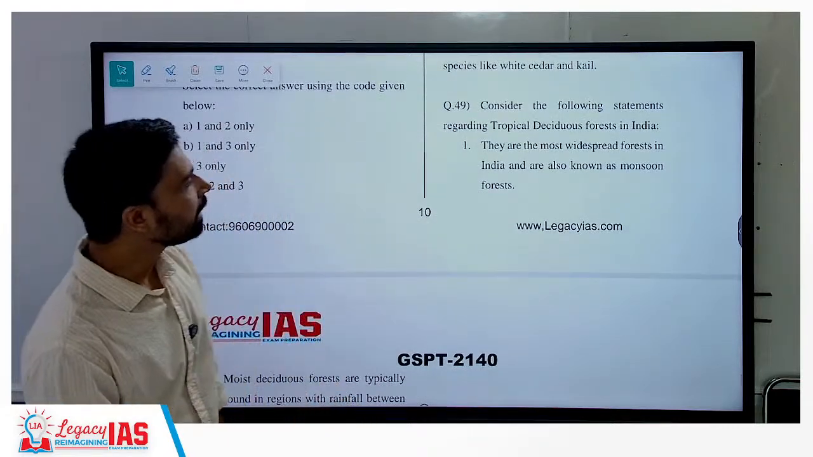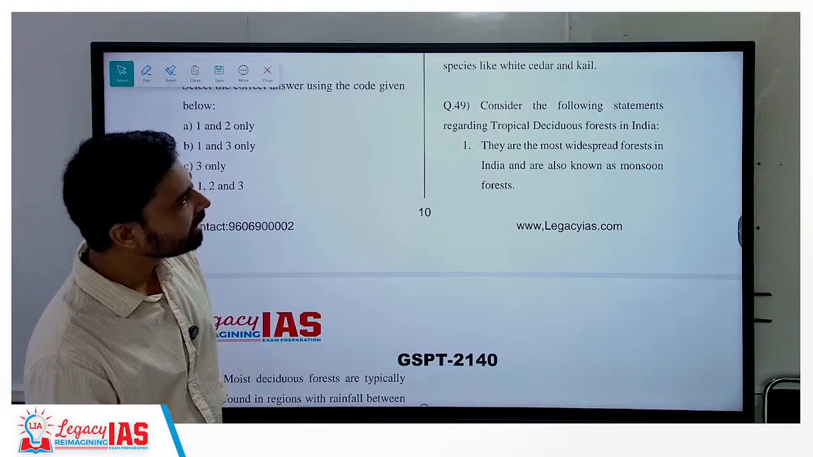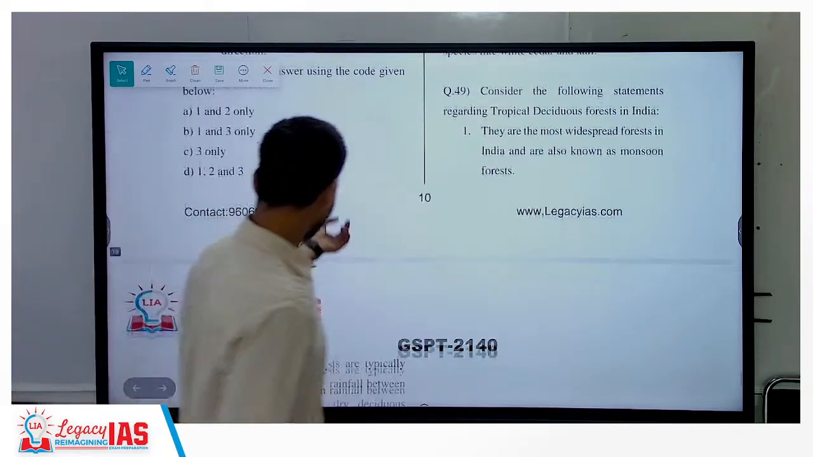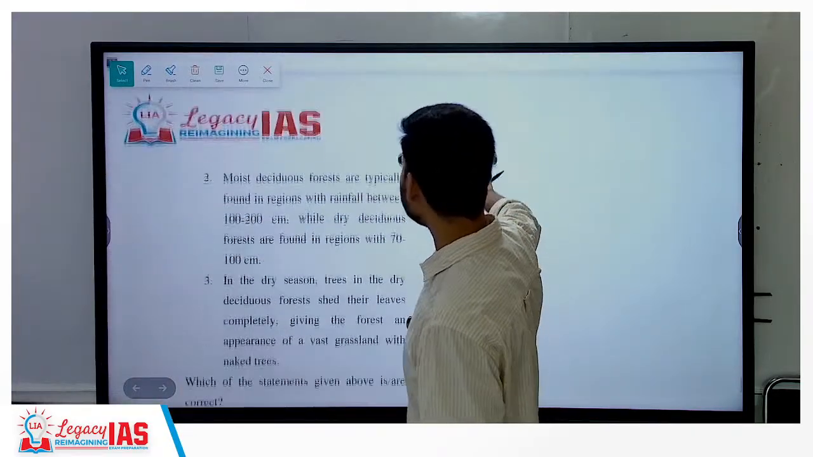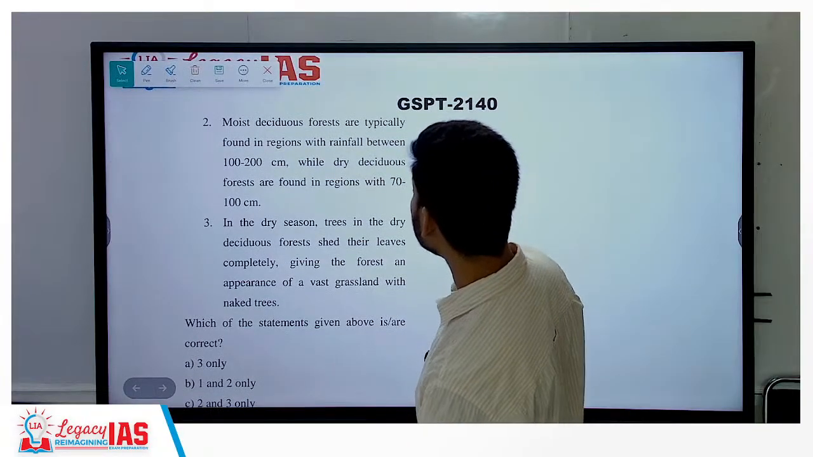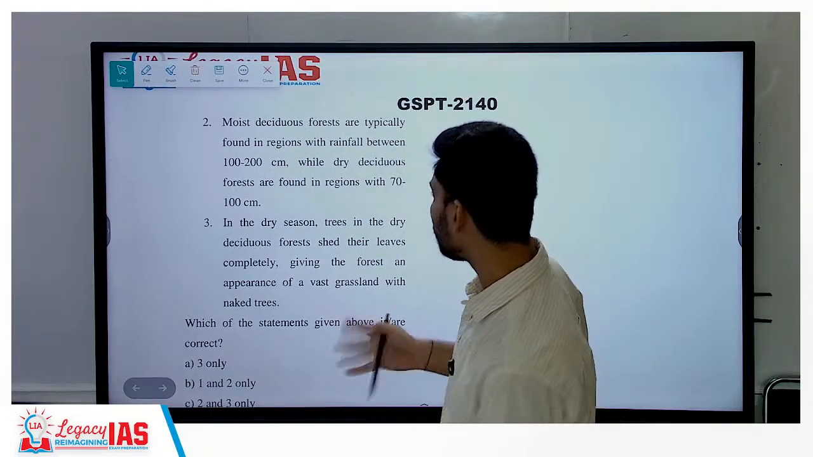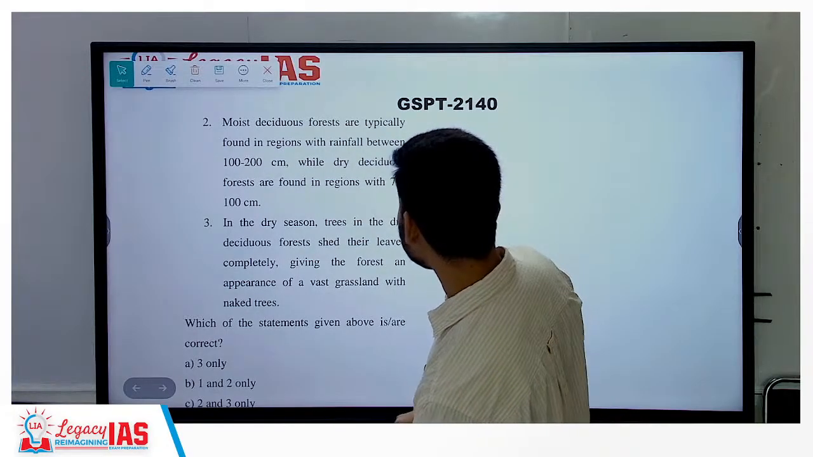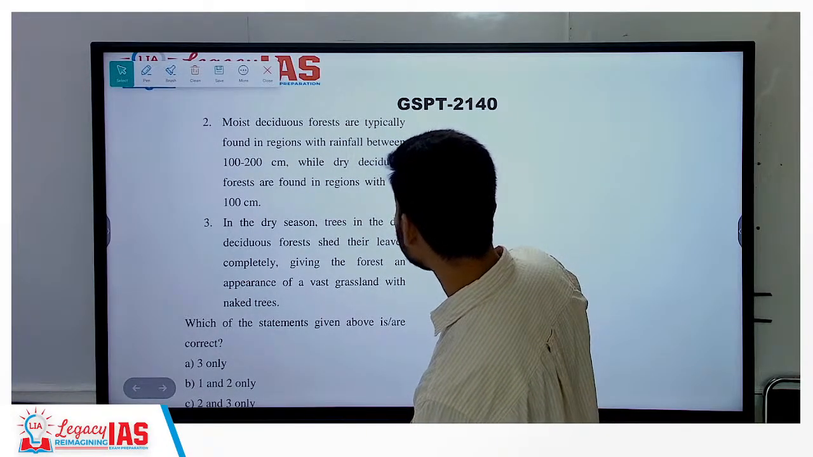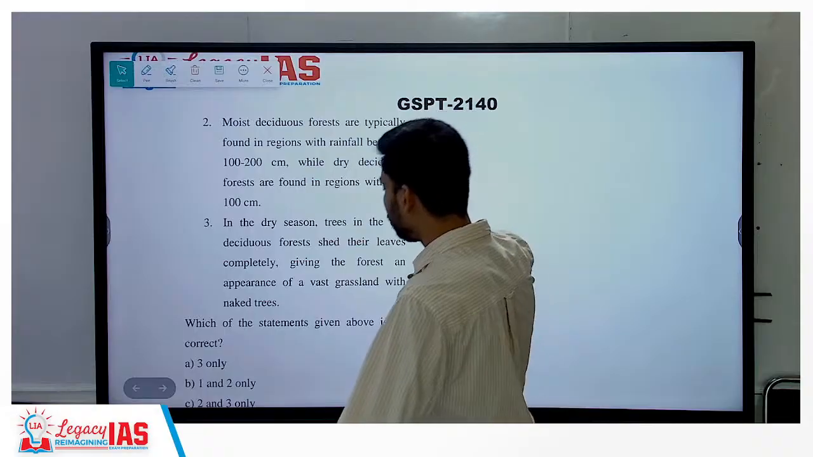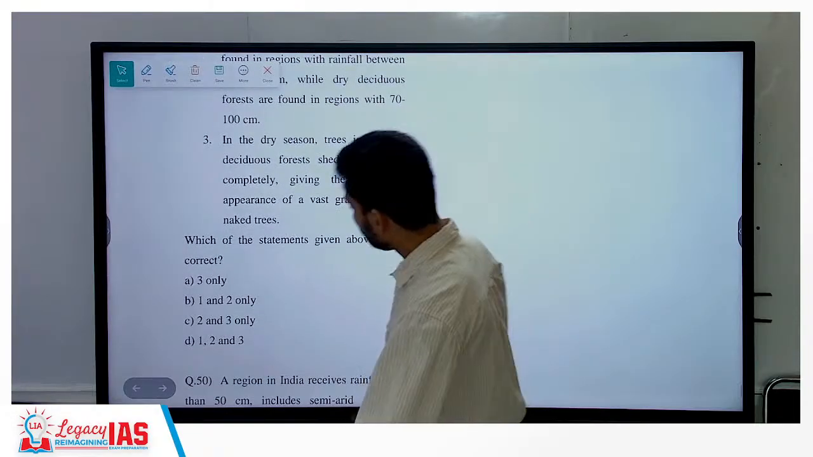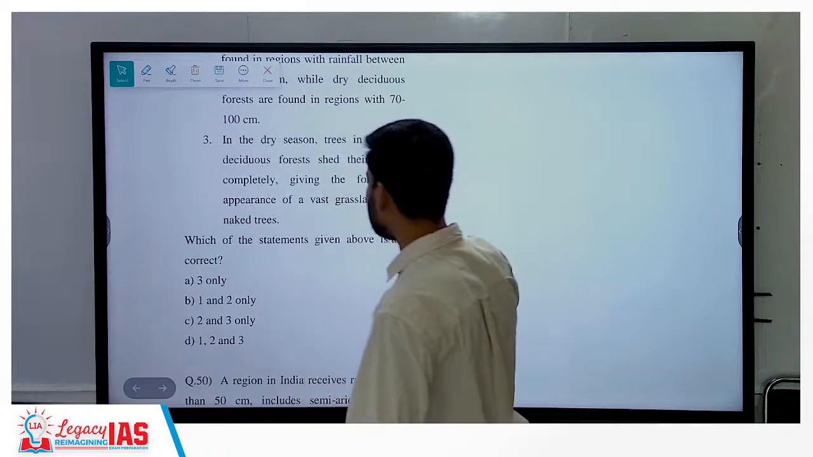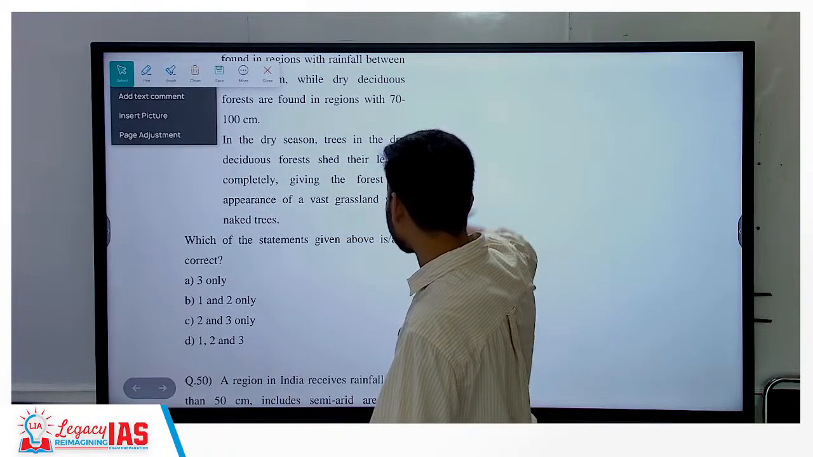Consider the following statements regarding tropical deciduous forest. They are the most widespread forest in India, also known as monsoon forest. Right? Moist deciduous forests are typically found in regions with rainfall between 100 to 200 centimeter. Dry deciduous are found in regions with 70 to 100 centimeter. Correct. In the dry season, trees in the dry deciduous forest shed their leaves completely, giving the forest an appearance of vast grassland with naked trees. Correct or false? Correct. So, what is the correct option? D. All of the above, 1, 2, and 3.